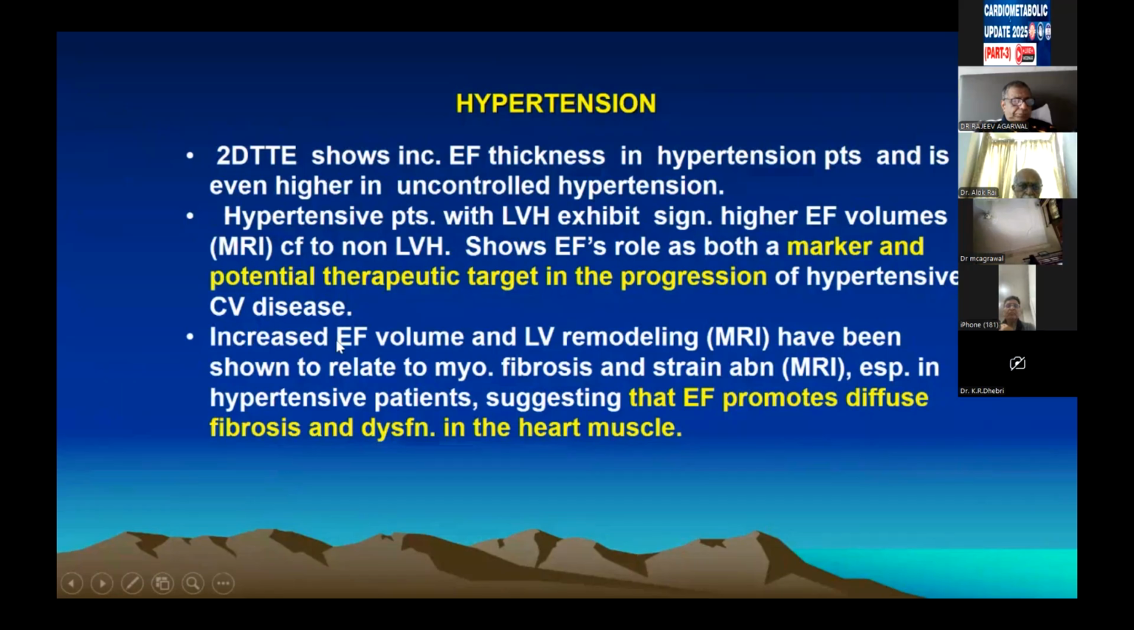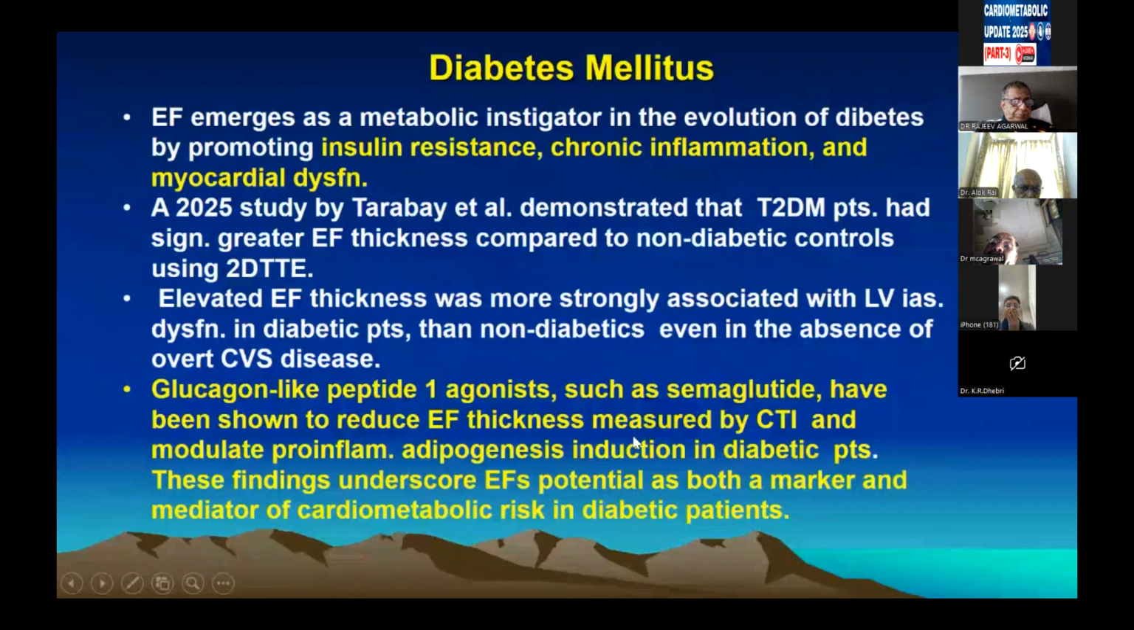Also, increased epicardial fat volume has been shown to relate to myocardial fibrosis and strain abnormalities by MRI in hypertensive patients, suggesting that epicardial fat promotes diffuse fibrosis and dysfunction in the heart muscle.